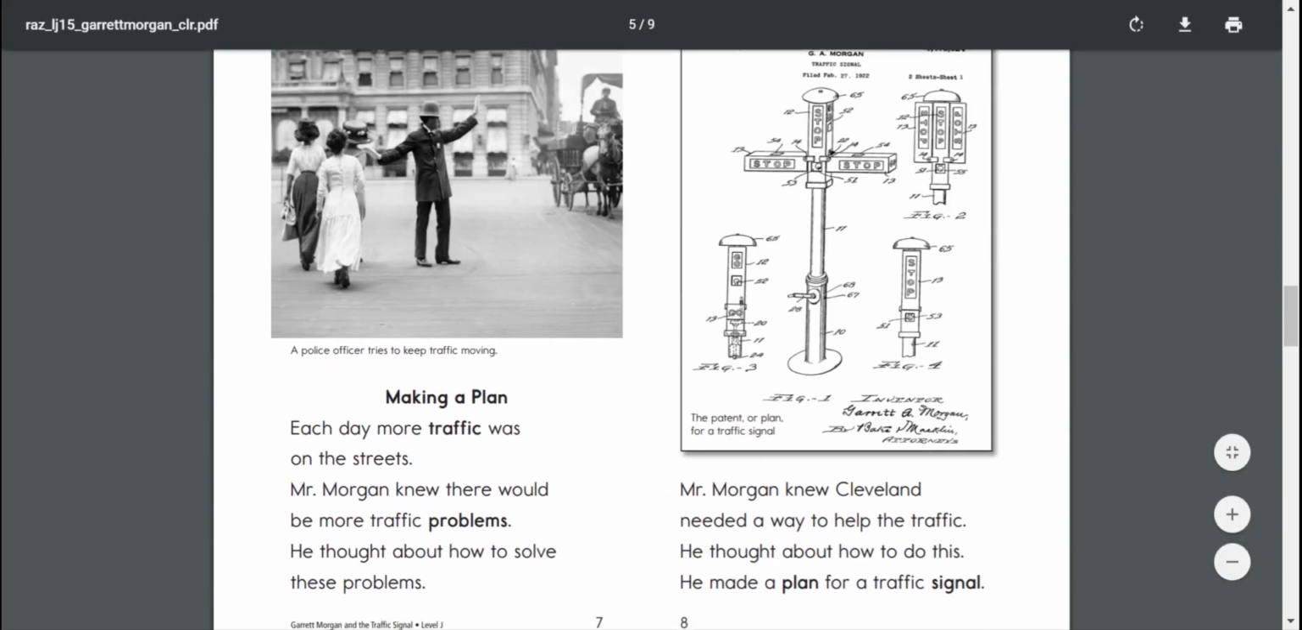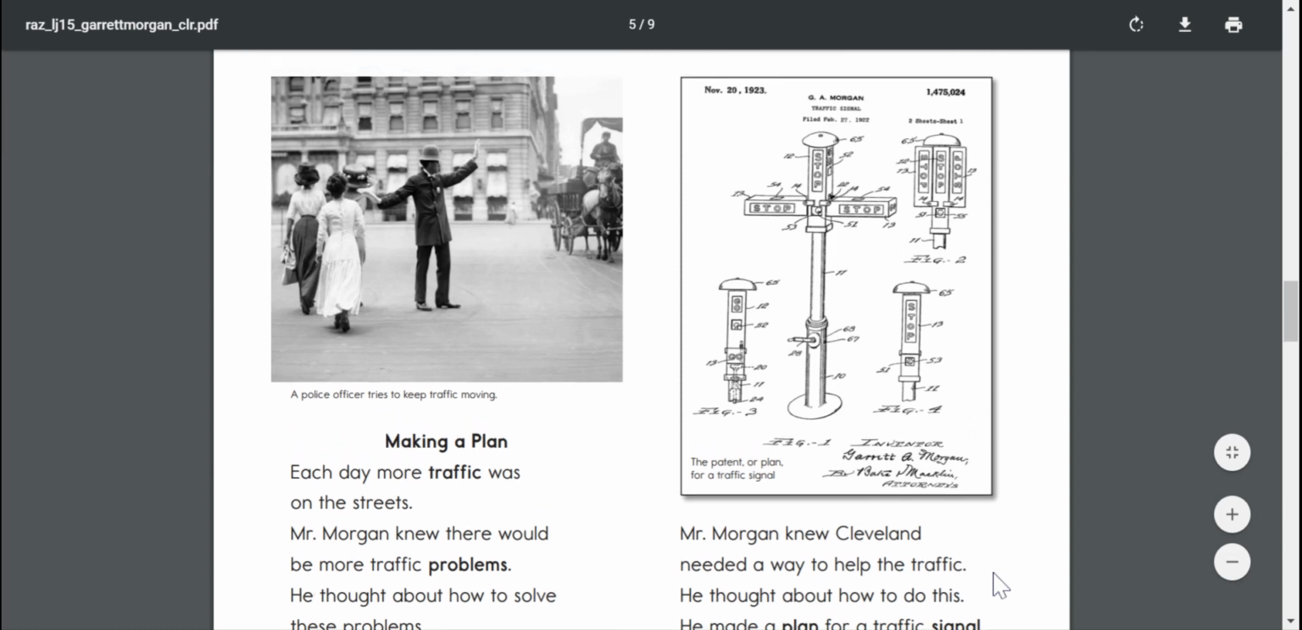This section is titled Making a Plan. Each day, more traffic was on the streets. Mr. Morgan knew there would be more traffic problems. He thought about how to solve these problems. Mr. Morgan knew Cleveland needed a way to help the traffic. He thought about how to do this. He made a plan for a traffic signal.